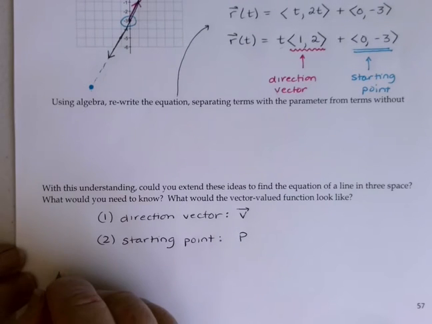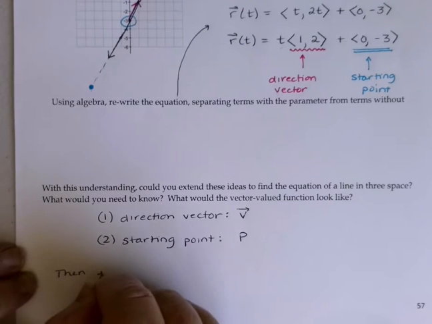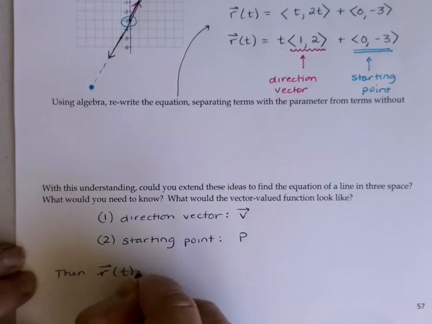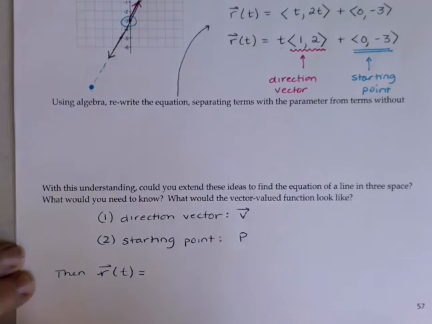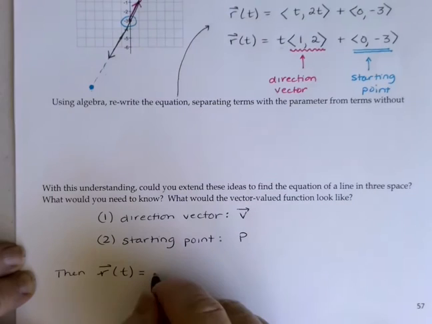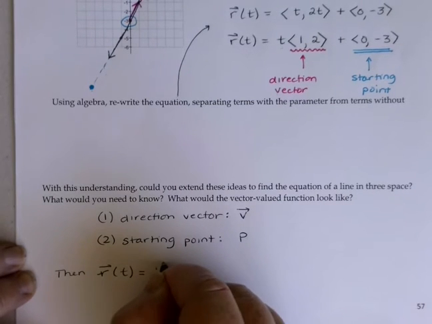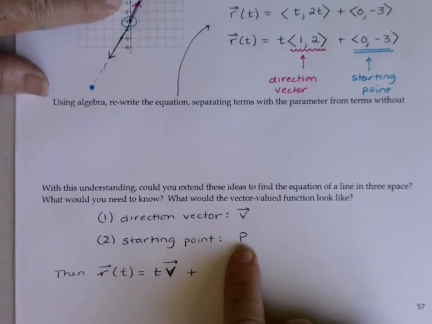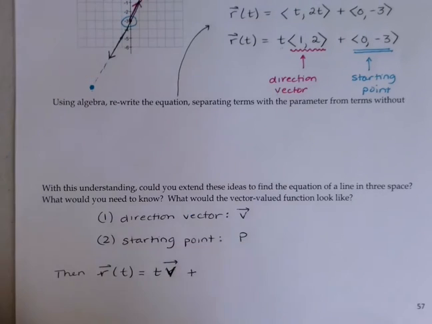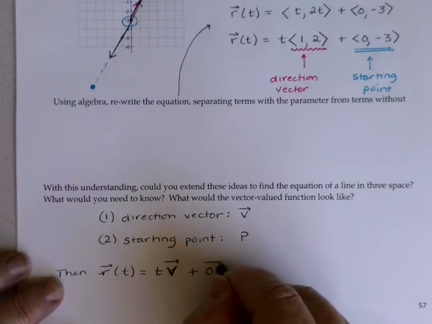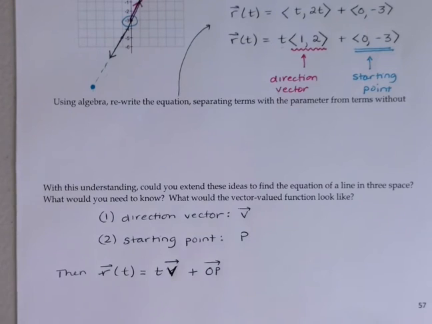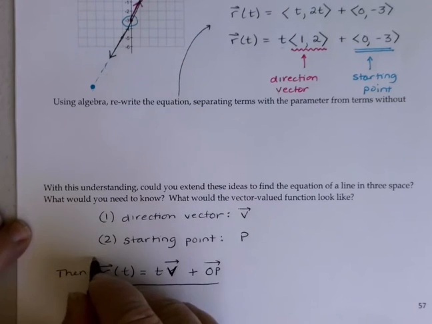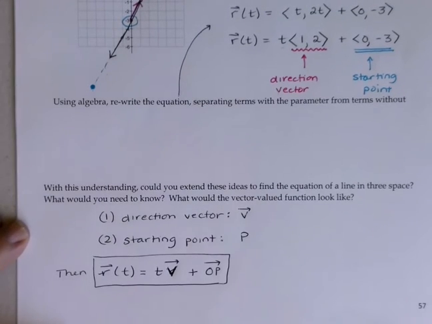Then the equation of the line r of t is just going to look like t times that direction vector v, plus the vector that connects the origin to the point p. So I'll just call that op. And that's how we'll find our equation of a line in either 2-space or 3-space.